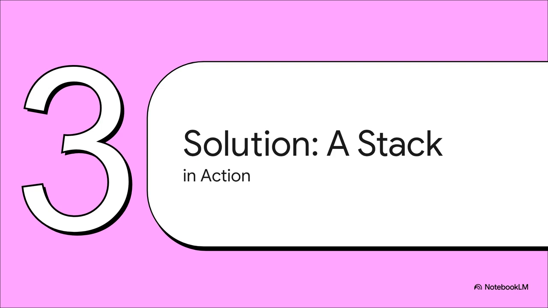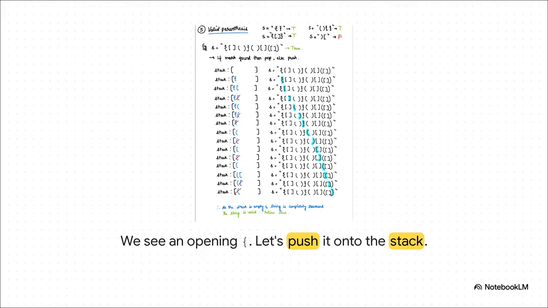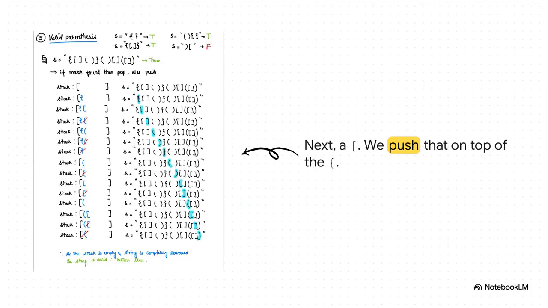All right, we've got our puzzle and we've got our tool. So let's walk through the solution step by step and see just how this LIFO principle turns a tricky problem into something, well, almost trivial. We're going to start reading the string character by character. And the rule is dead simple. Anytime we see an opening bracket, we push it onto our stack. First up, this curly brace. Bam! On it goes. The stack is now holding on to it for us. We move to the next character, an opening square bracket. The rule's the same, so we push it right on top of the curly brace.